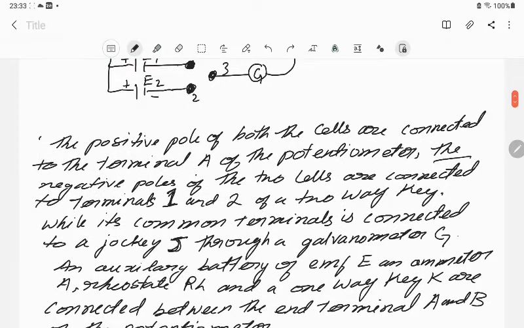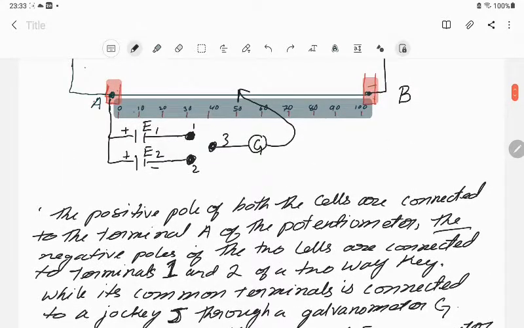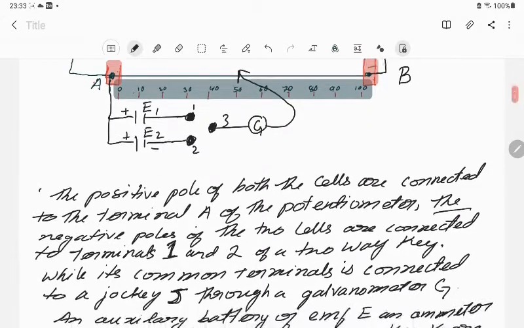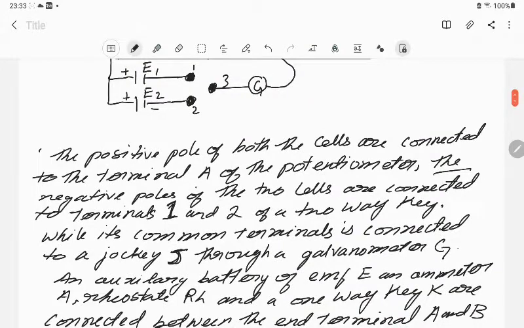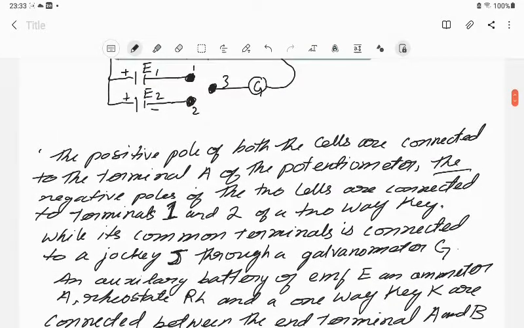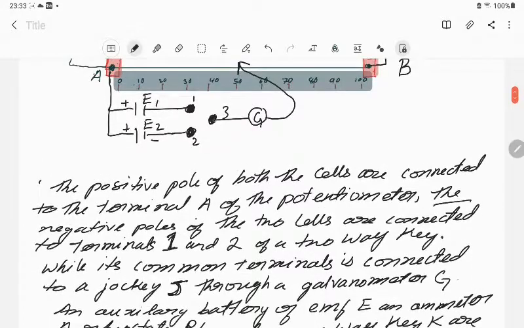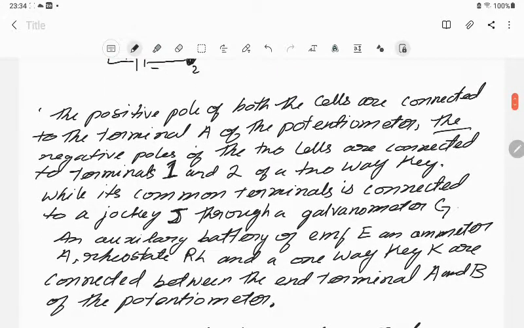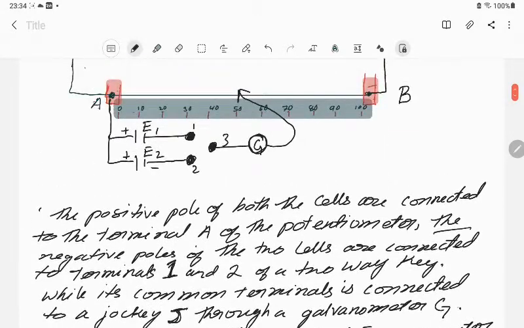While its common terminal, this point 3, is the common terminal of the two-way key, is connected to a jockey. So this point 3 is connected to a jockey through a galvanometer Ga. Okay, this portion is finished. So this is jockey, and this is Ga.